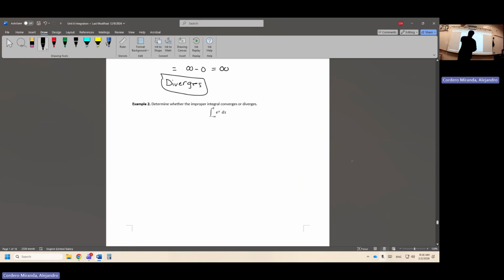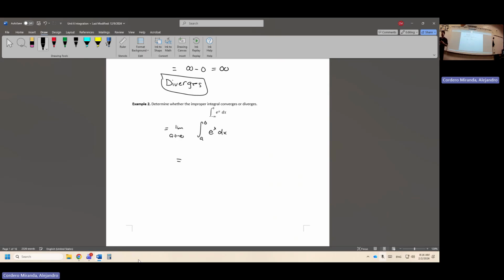Okay, same idea here, e to the x from negative infinity to 0. In my brain, I'm just thinking, okay, I'm going to take the antiderivative, plug in 0, plug in negative infinity and see what happens. But on your paper, you have to write it more formally. I can't plug in infinity, but I can plug in a number and see what happens as that number goes to negative infinity. So let me take the limit as a goes to negative infinity, of the integral from a to 0 of e to the x dx.